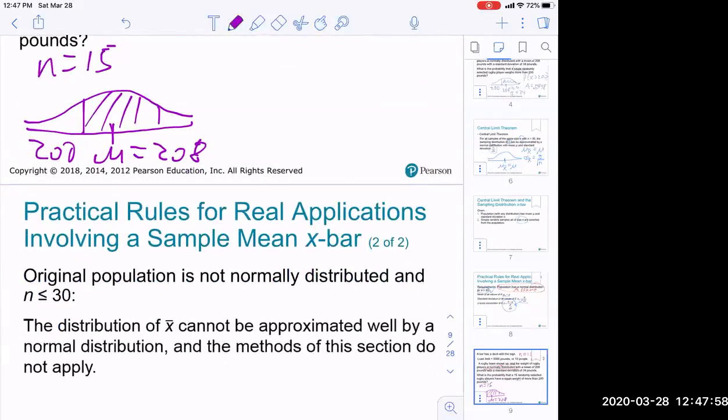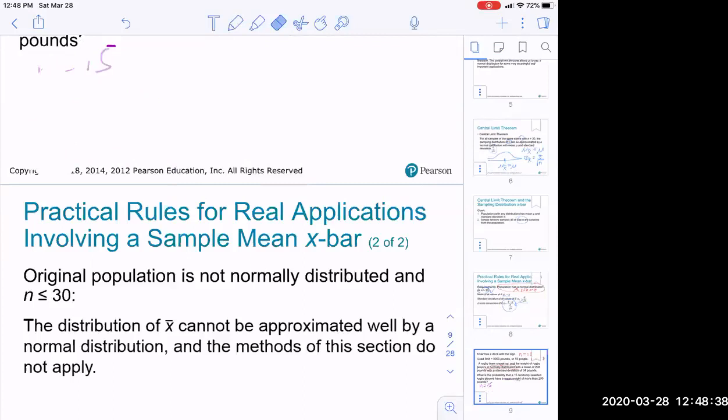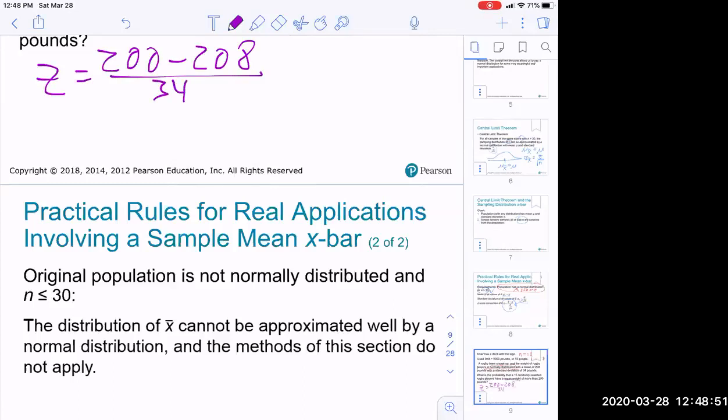Okay, so here's the big change in these problems. My standard deviation is different. Sigma is now, great, can't remember, the 34 pounds divided by the square root of 15. Now I'm going to find my Z. Unfortunately, I'm going to have to erase here. Z will be negative because it's to the left of the mean. So my new Z score: 200, subtract 208, divided by 34, that's the standard deviation of the population, divided by the square root of the sample size. I get negative 0.91.